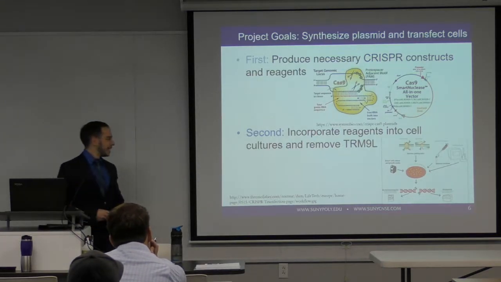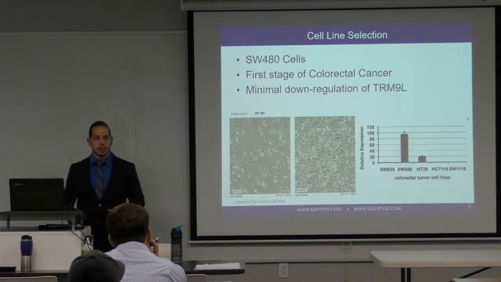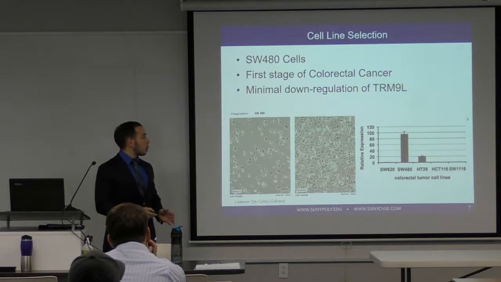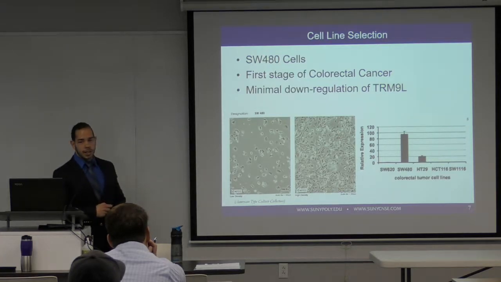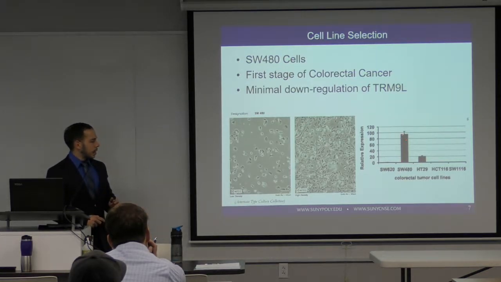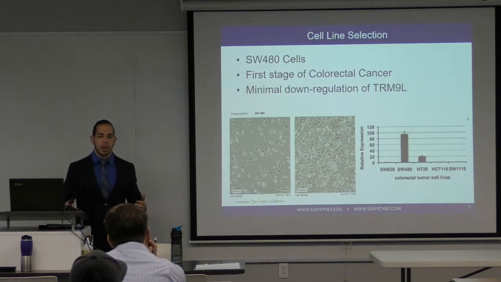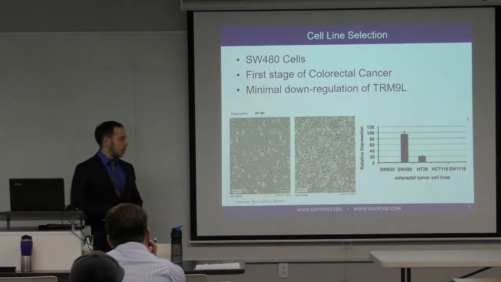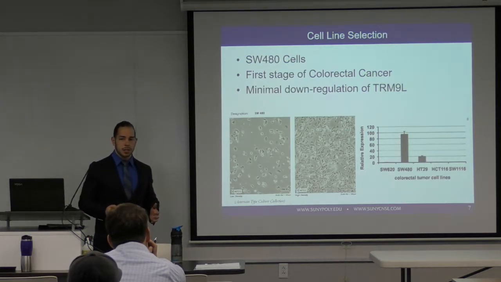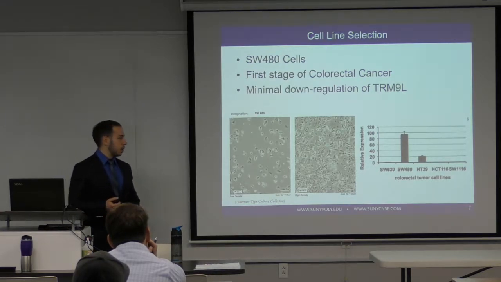Let's continue on. All right, so the first step is to actually speak about what cells I'll be using in this experiment. And as I spoke about before, we're looking to use SW480 cells, which are stage 1 colorectal cancer cells. We did this because in colorectal cancer, TRIM9 is characteristically downregulated. However, in this first stage, it's only just begun. So there's still a relatively high expression level of TRIM9L. Whereas by SW620, late stage 4 colorectal cancer, it's almost completely downregulated, so it would be redundant to then excise this gene from the genome.